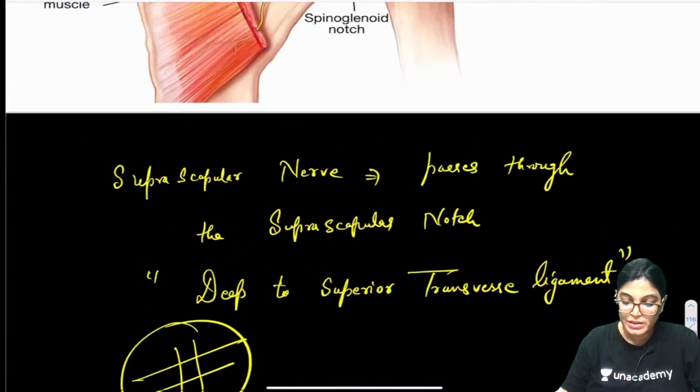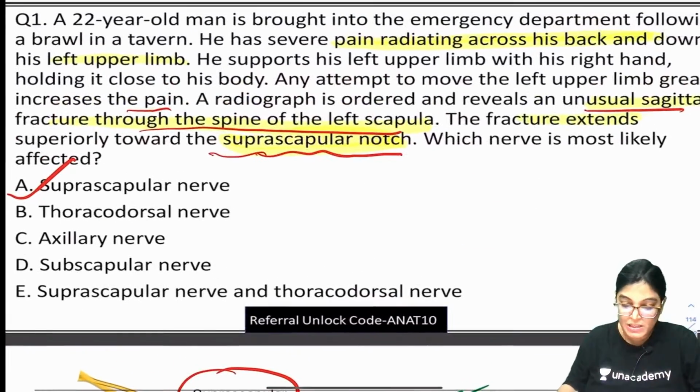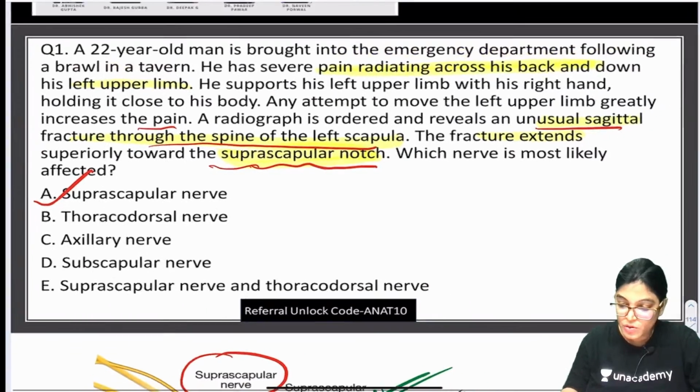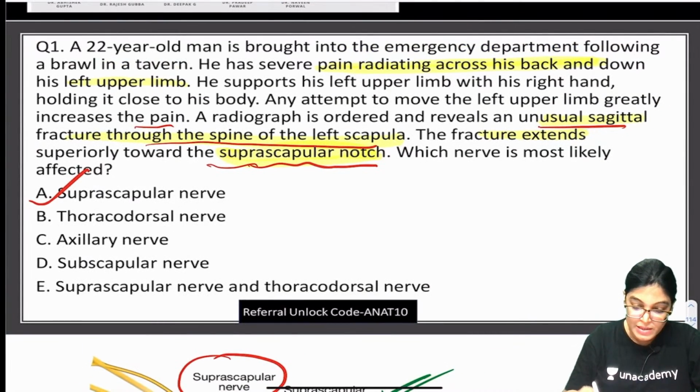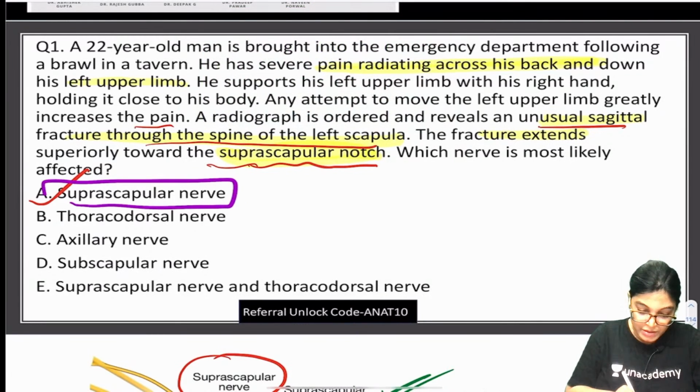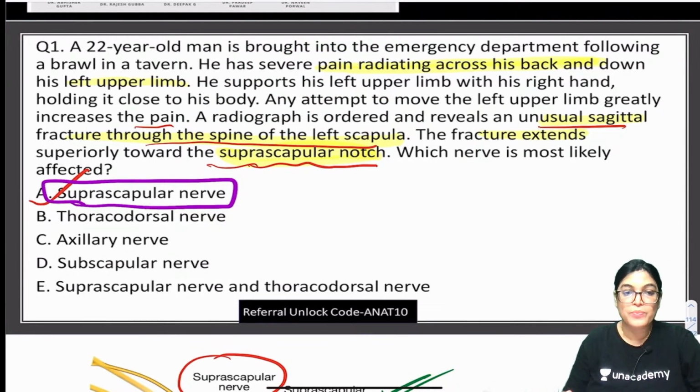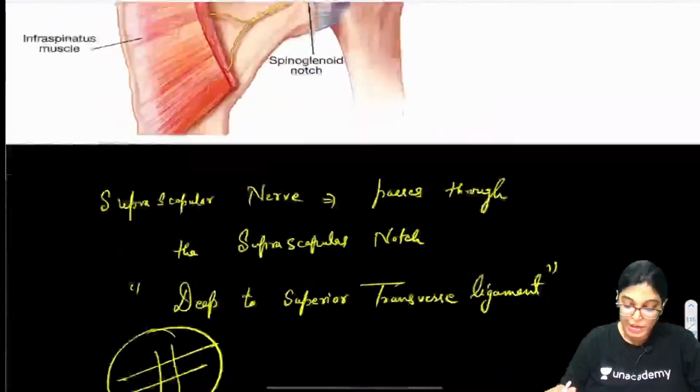I would also like to give you the details of the incorrect options. Now this was the MCQ. Those who have joined late and missed out the MCQ can see it, and what the right answer is. The right answer here is the suprascapular nerve. Now the other options are thoracodorsal nerve, axillary nerve, subscapular nerve, and so on. So let me give you the explanation of that.